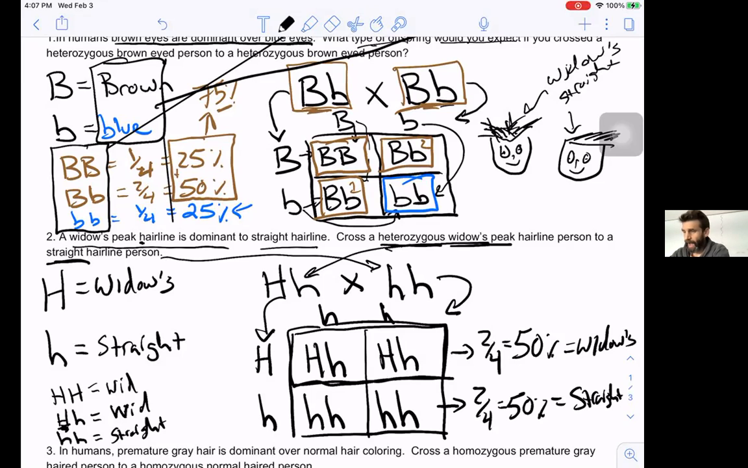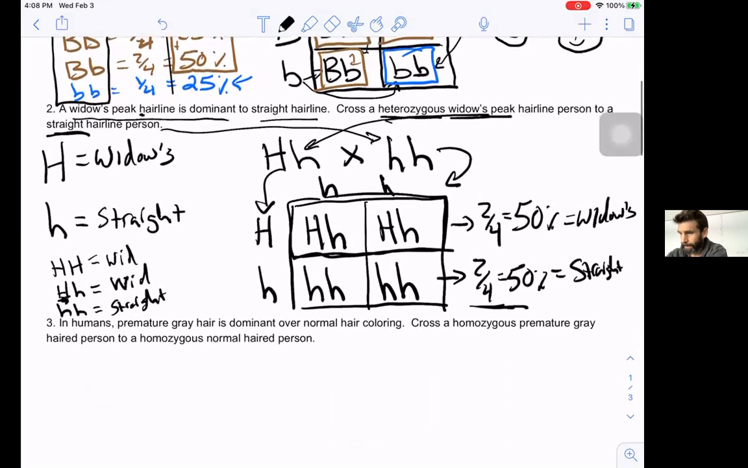Okay. So the question might ask, what's the likelihood that one of the offspring would have straight hair? And that likelihood is 2 out of 4 or 50%. Okay.